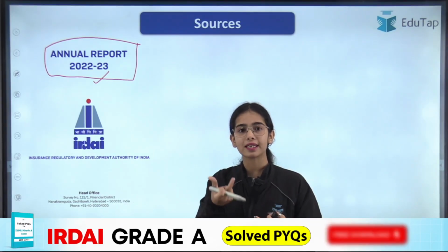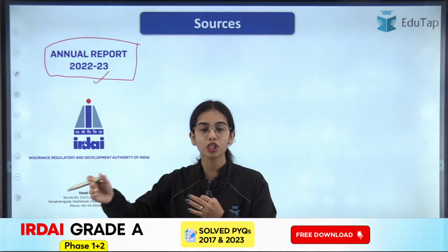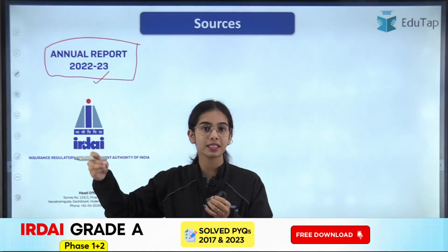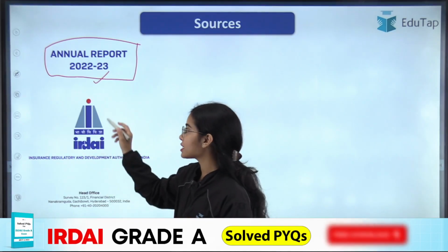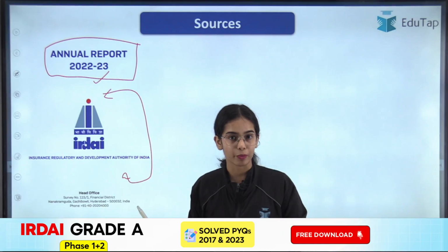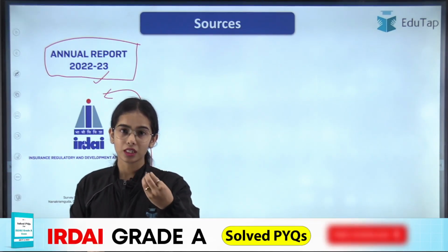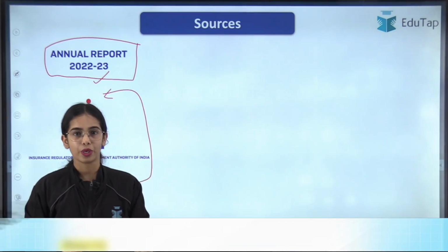There is a topic in ESI Impacting Insurance, that is the changing landscape in the insurance sector, or the changing regulations in the insurance sector. So there are some changed regulations that have been mentioned in the IRDAI annual report. From the IRDAI annual report you can get much of the data and the information.